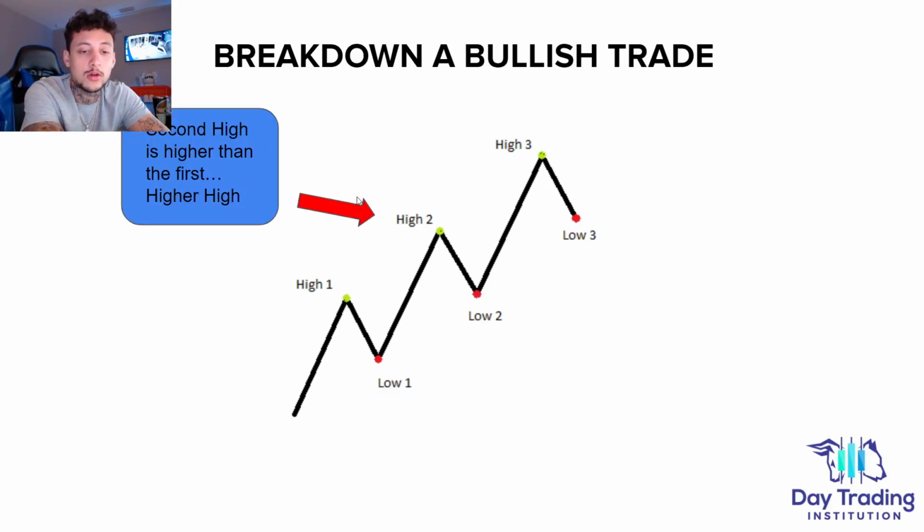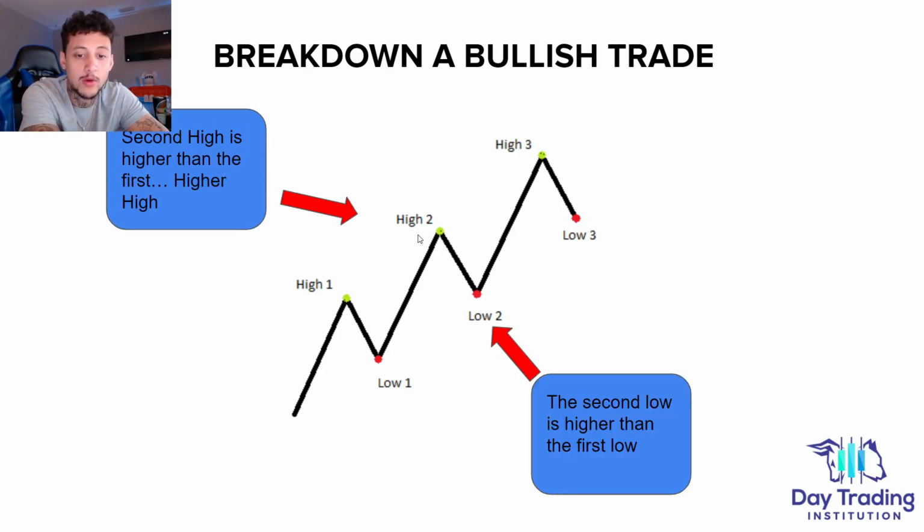Now, why are they called higher highs? If we look at high number 2, we can see that the second high is higher than the first high, meaning it is a higher high. It's literally as simple as that. Now, if we look at the second low, or low number 2, it is higher than the first low, meaning it is a higher low. It's literally as simple as that.